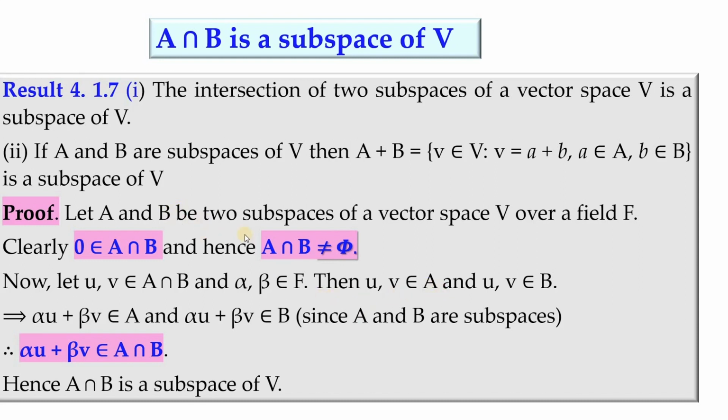Let A and B be two subspaces of a vector space V over a field F. Then as 0 belongs to A and B, 0 will belong to A intersection B as well, and hence A intersection B is a non-empty subset of V. Now we consider two elements u and v in A intersection B, and of course we consider alpha, beta in F. Then as u and v are members of A as well as members of B, and A and B are subspaces of V, we have alpha u plus beta v belonging to A, and in the same way alpha u plus beta v belonging to B. So it has to be a member of A intersection B.